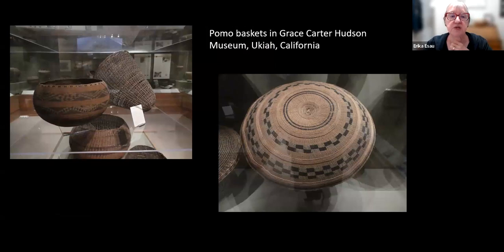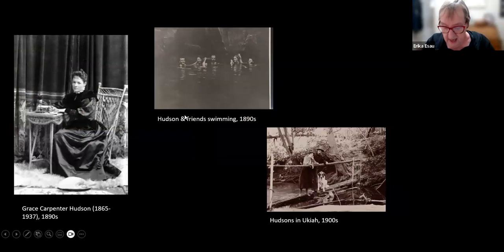These are some of the baskets that were collected by her family and by Grace as well, by the Pomoans, that are now in the museum. The museum is in Ukiah, and these are superb early examples of Pomo baskets. Grace was encouraged in her artistic talents and also participated herself in collecting native baskets and was very close to many of the people of the tribe that were nearby.